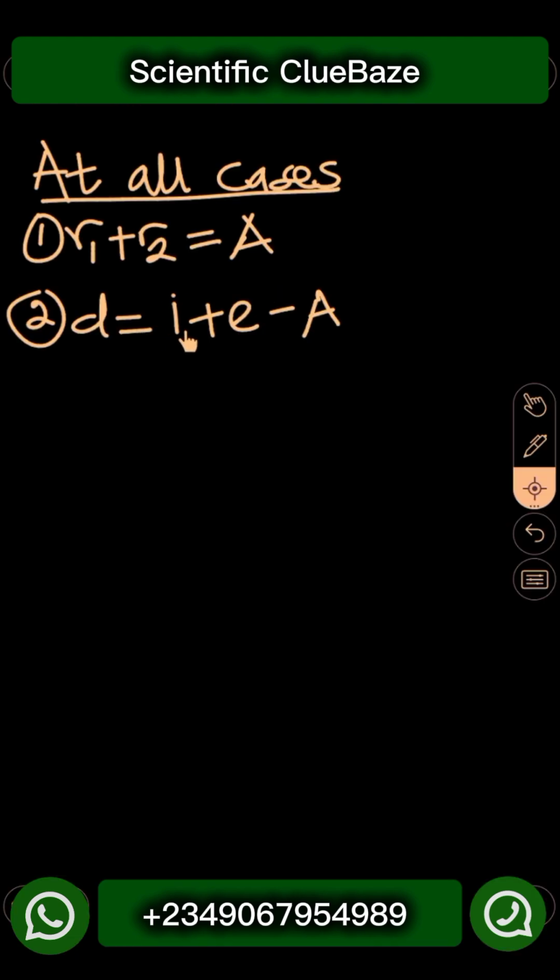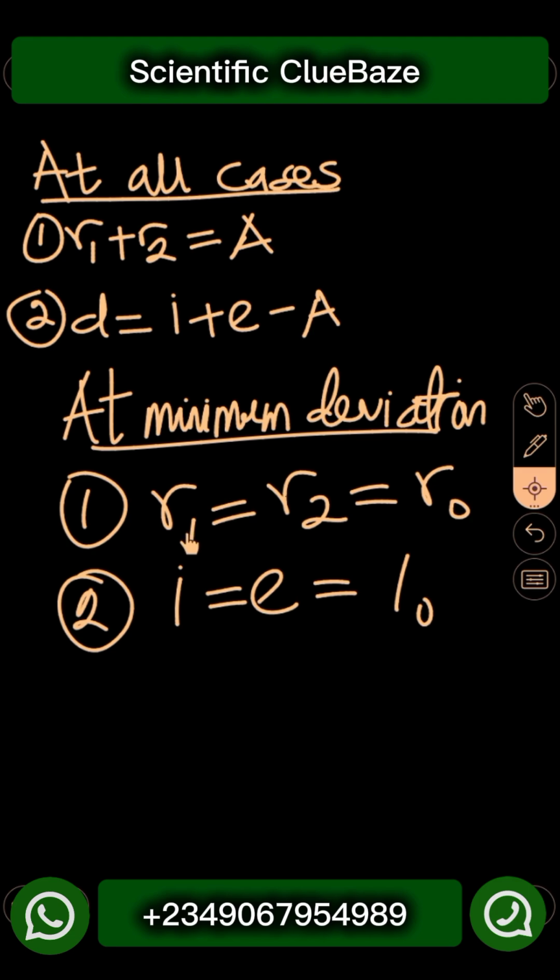For any given incidence, this is going to be true. At minimum deviation, the two angles of refraction are equal. So since the two angles of refraction are equal, we just represent them by one angle, which is R naught. And then the angle of incidence and the angle of emergence are also equal. Then we just name them one angle, which is I naught. Now, this is true at minimum deviation.